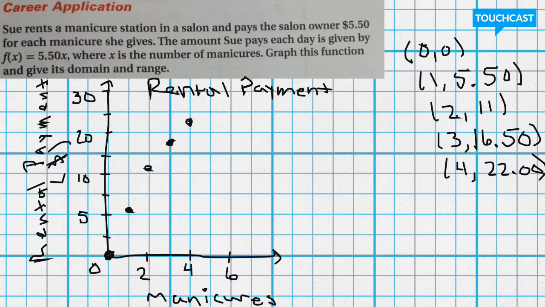And now we're going to connect the points, but we're going to do this line kind of lighter than the dots, because our individual points are our actual solutions. The line we're about to draw is just to show that this can keep going.